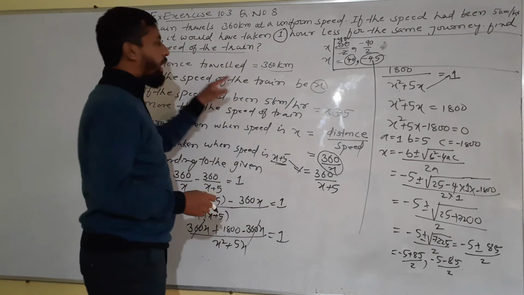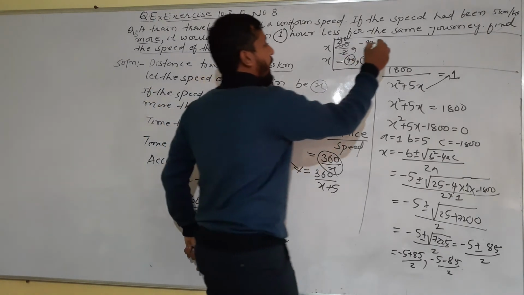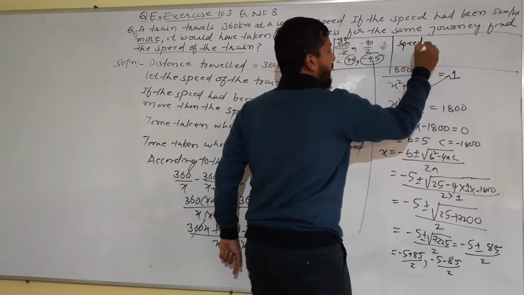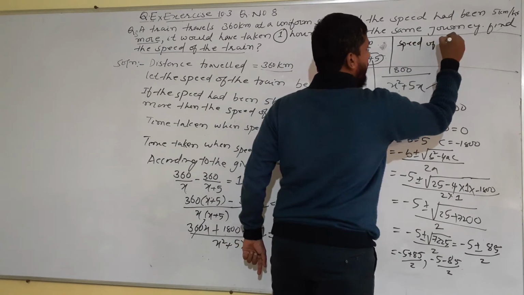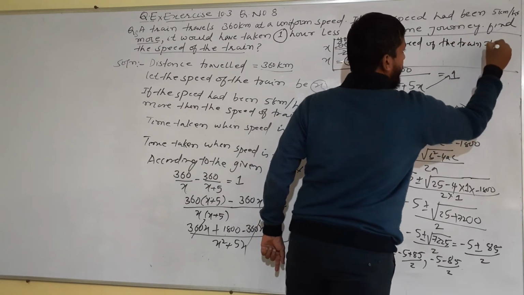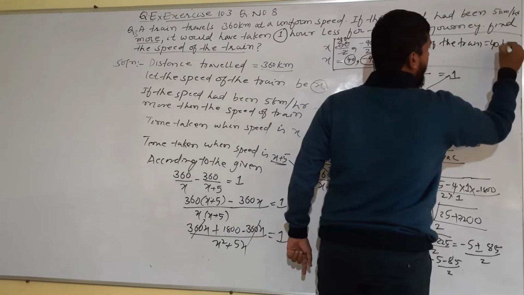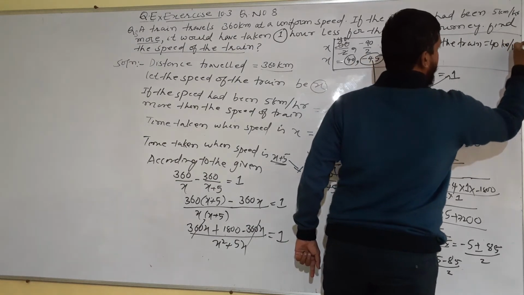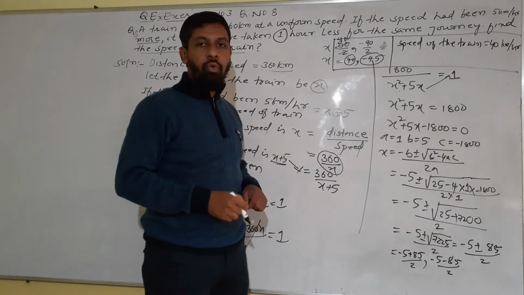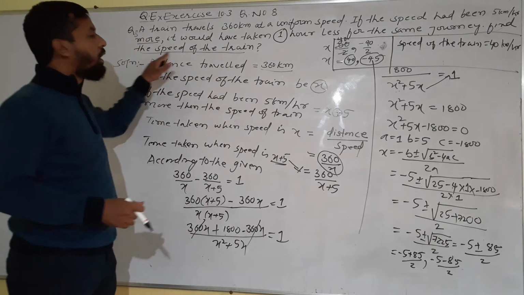What is x? It is the speed of the train. I have to write it, we got the answer. The speed of the train is equal to 40 kilometers per hour. This is how we can find the speed of the train.